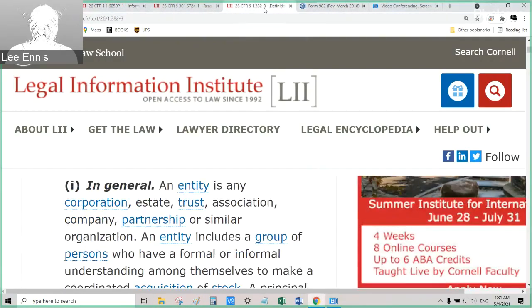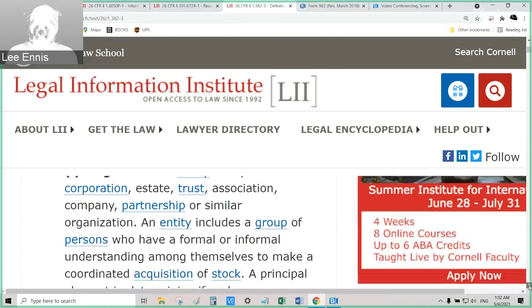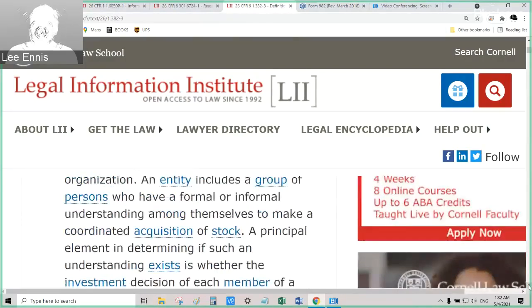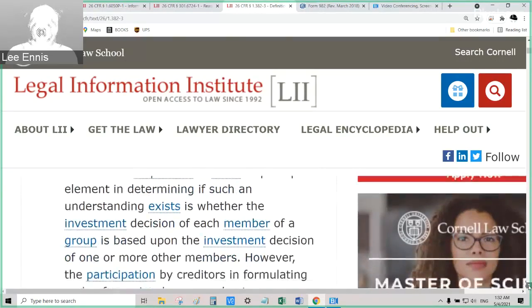And so the person is actually an entity. The entity is any corporation, estate, trust, association, company, partnership, or similar organization, or a group of persons who have a formal or informal understanding among themselves to make a coordinated acquisition of stock. They're talking about investment clubs. That's what they're talking about there. A principal element in determining if such an understanding exists is whether the investment decision of each member is based on the same information. Okay, so they're still talking about investment clubs.